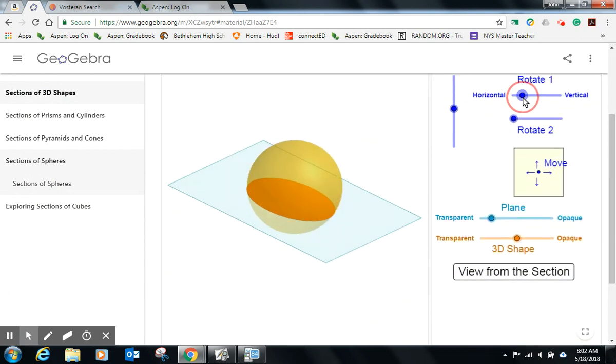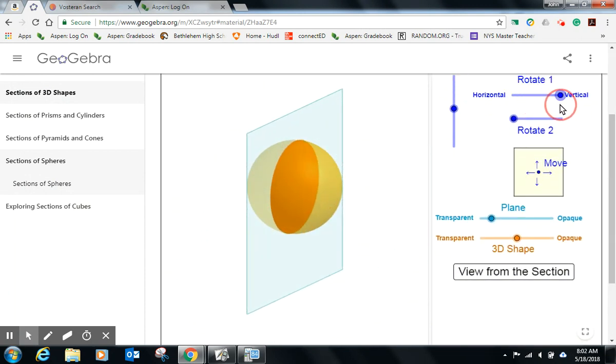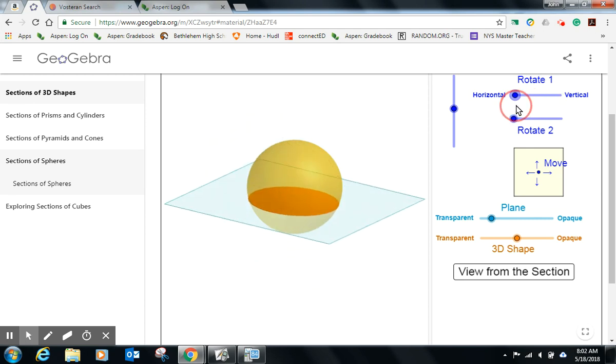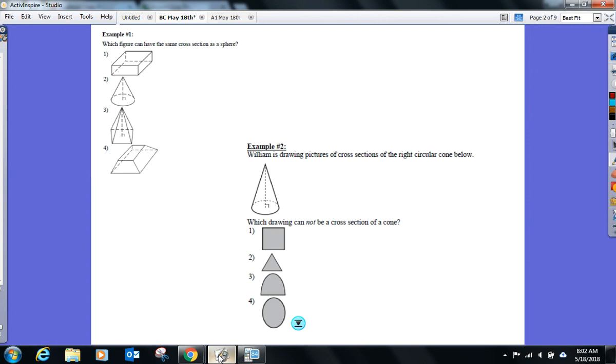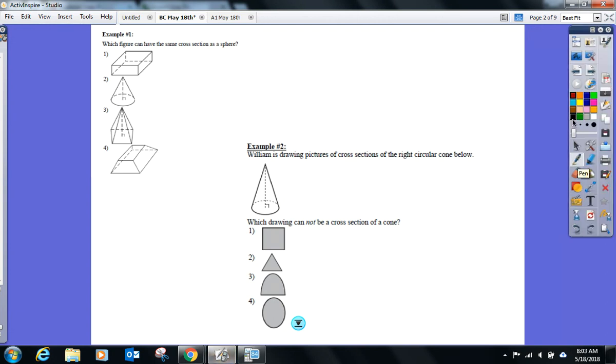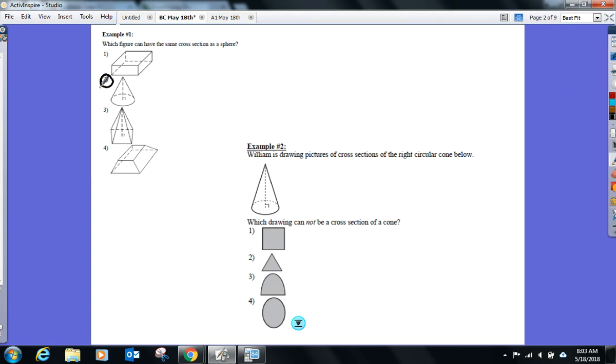No matter if I do horizontal or vertical, that's still going to be some type of circle. So going back to that question, which other polyhedron can I get a cross section of a circle from? I can get it from the cone by slicing it horizontally. Okay.